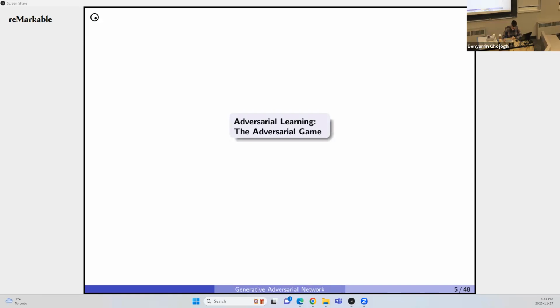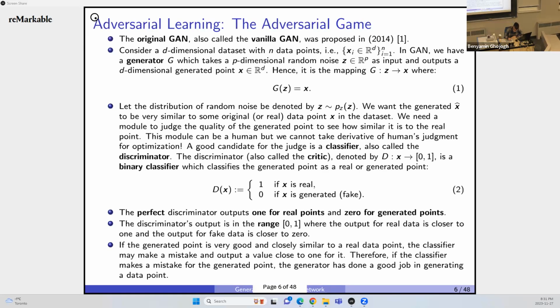Adversarial learning, so adversarial GAN. Now, the original GAN is also called vanilla GAN. It was proposed in 2014. Consider n data points, and these data points can be images, X1 to Xn. So we have a generator G and a discriminator D, right? By the way, please interrupt me whenever you don't understand. I don't know whether you are understanding or not. Please let me know.